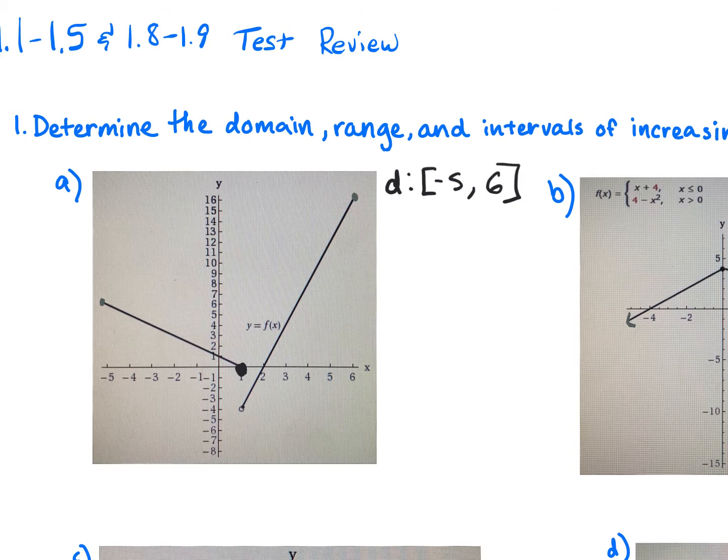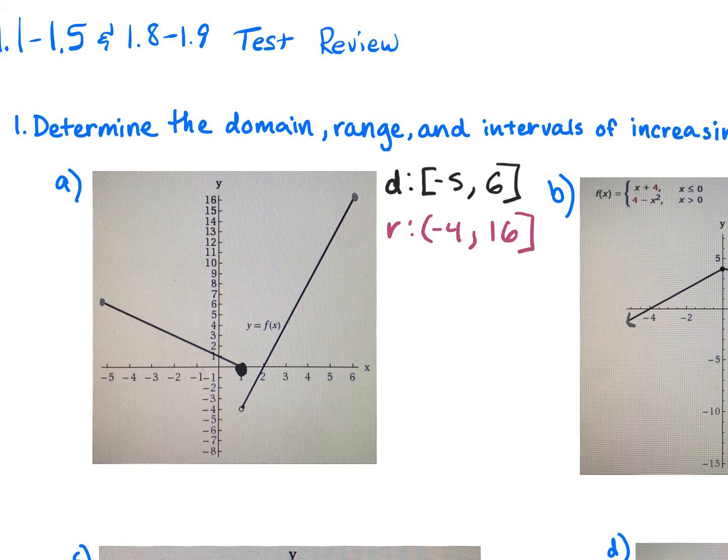So that's domain. Our range, what's our smallest y value? -4. Do I have a parentheses or bracket? Parentheses, because I have a hole. And then what's my largest value? 16. But that's closed, right? Closed circle, so it's a bracket.